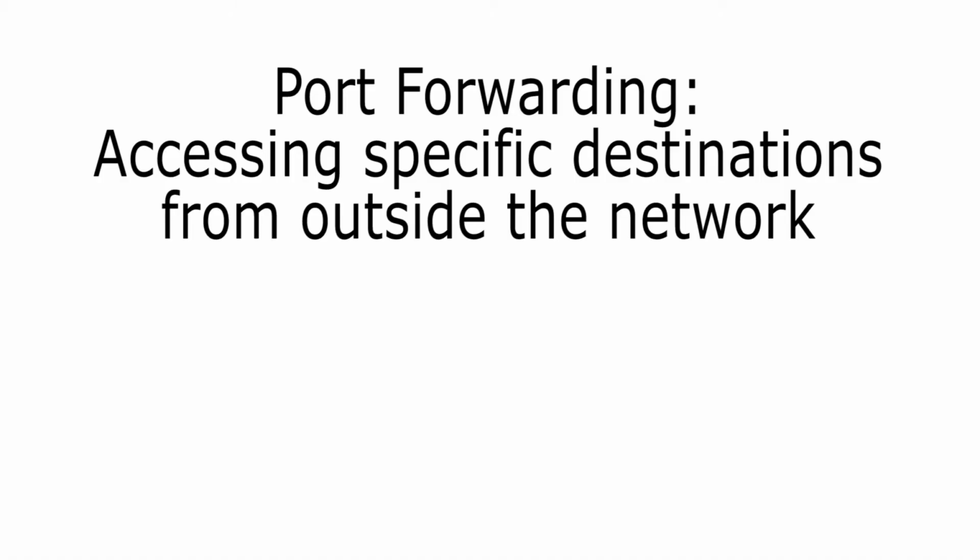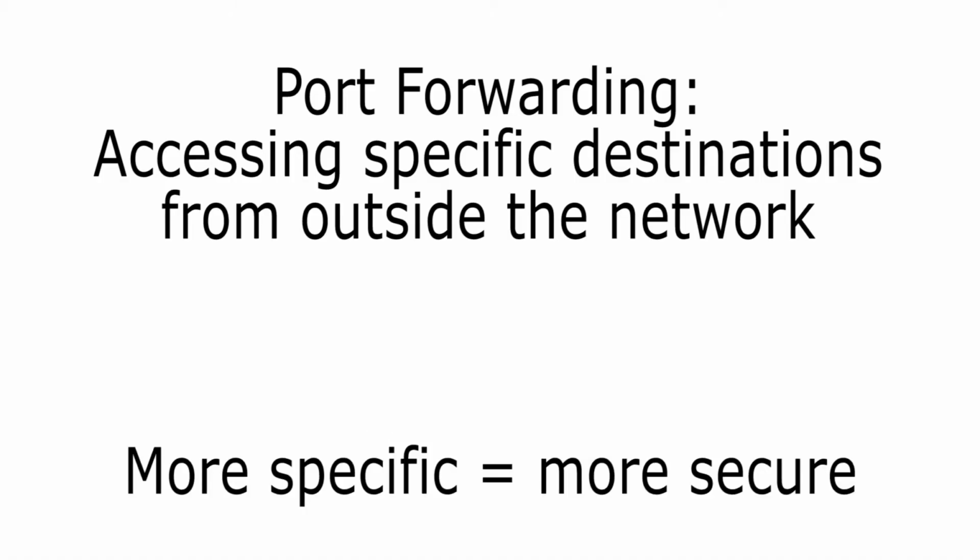Another router function is allowing specific services through specific ports to access specific destinations on the network, such as the ability to watch the office security cameras from the CEO's house. This is done through what's called port forwarding. The more specific the settings are, the more secure the connection is.